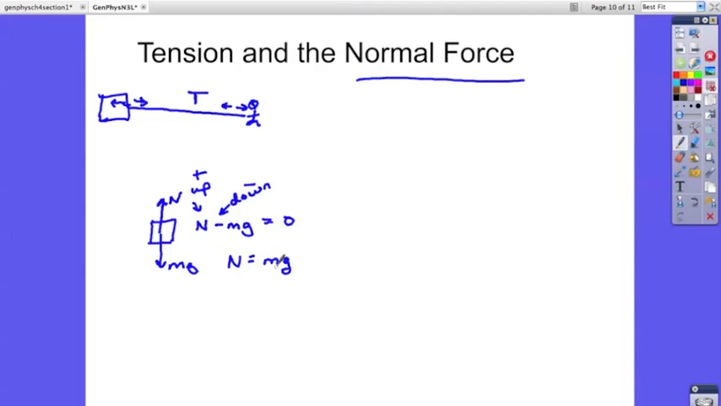Now we talk about how to calculate weight. We talk about Newton's laws, but we'll go ahead and say mg is weight. It's the gravitational force acting. Mass times gravitational acceleration. So the normal force of an object that's just sitting is equal to its weight.